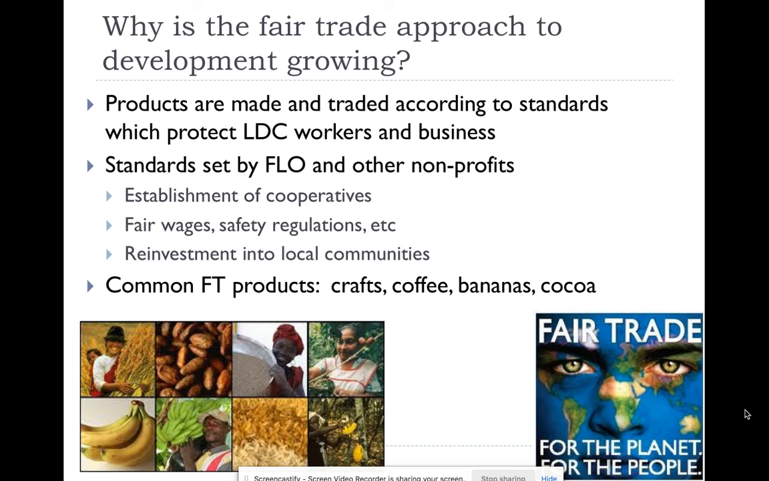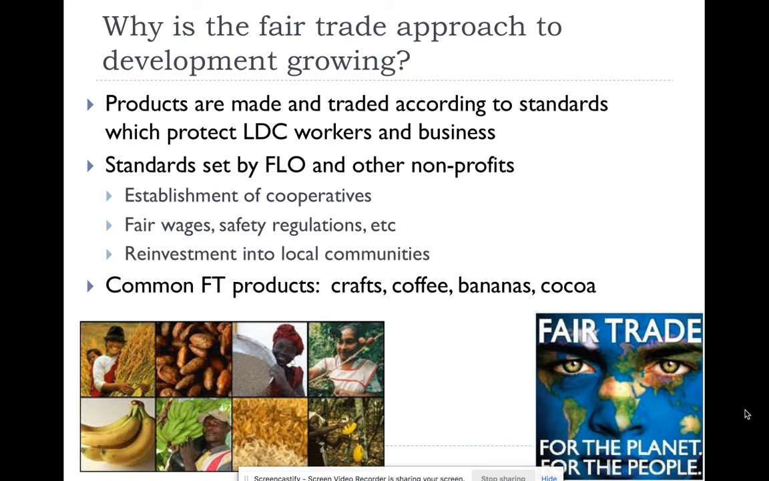Finally, guys, we get into the fair trade approach, and this is one way that we can help to make development better in a nation. Products are made and traded according to the standards in these lesser developed countries to protect the workers and the businesses. And so standards are set basically by the fair trade ideas here. And we talk about the establishment of cooperatives, so having farmers work together, making sure that they're being paid fair wages, making sure that safety is being taken care of, and then they reinvest the money into those local communities. And so a lot of things that you might see as fair trade, a lot of times have a logo on them, are crafts and products like that.